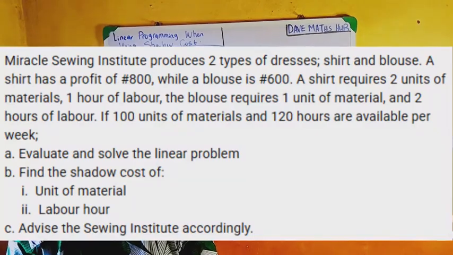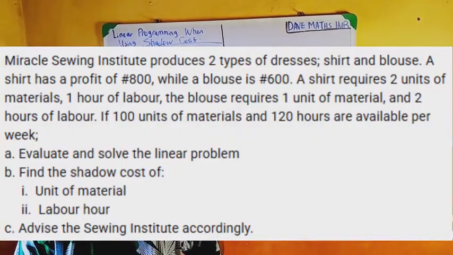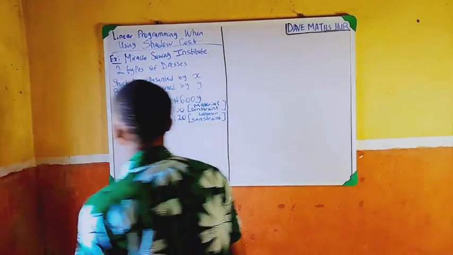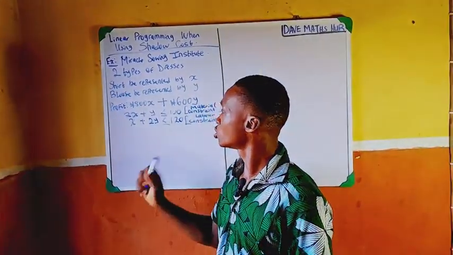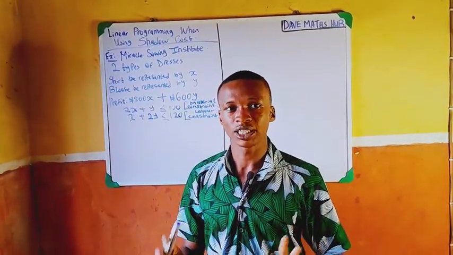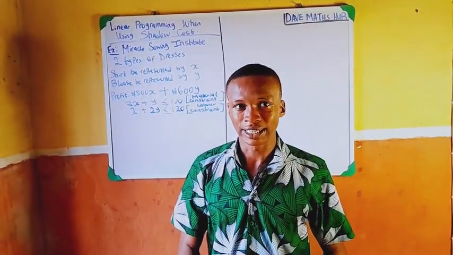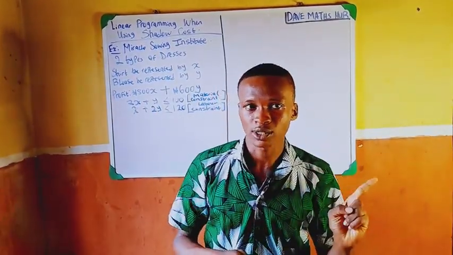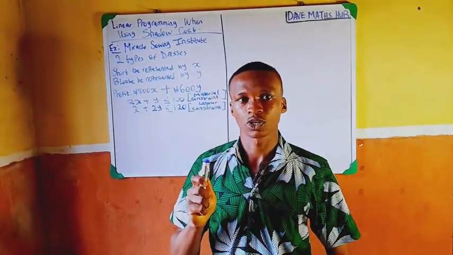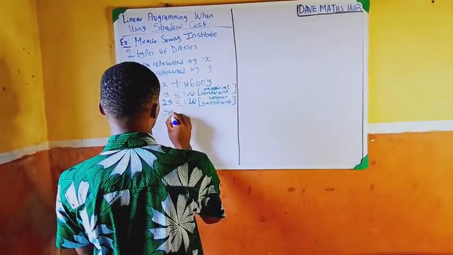Right. Now, A, evaluate and solve the linear programming. B, find the shadow cost of unit of material and labor hour, and C, advise the Sewing Institute accordingly. So in order to solve a question under shadow cost, we'll first solve using the normal maximization way, from our previous video. Then, like I said in the explanation, which is addition of 1 unit less or more, we'll now start doing that part. So before we get to that part, let's solve the normal maximization way. When I get there, we'll explain.